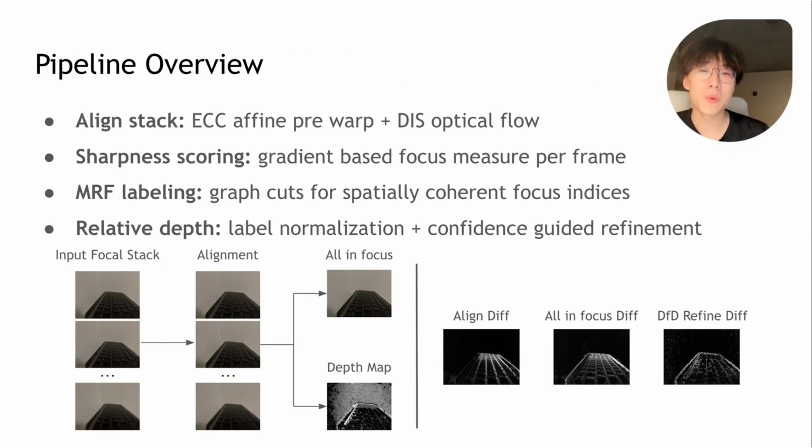So here's the full pipeline. We start from the focal stack taken while sweeping the focus. We first align the frames, and after this, on the aligned stack, we compute a sharpness score in each frame, which tells how in focus each pixel is. Third, instead of picking the best frame independently per pixel, we enforce spatial consistency. So neighboring pixels prefer similar focus indices, which produces a cleaner focus label map and an all-in-focus image. And finally, we normalize the focus label into a relative depth map, and we smooth mainly in uncertain regions using a confidence measure based on how separate the best and the second best sharpness responses are.